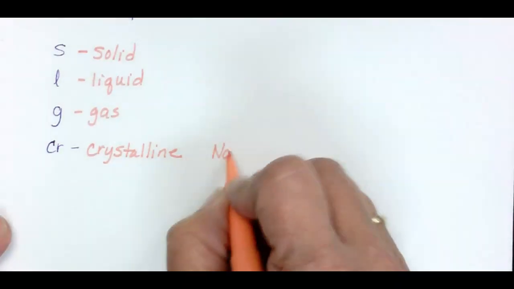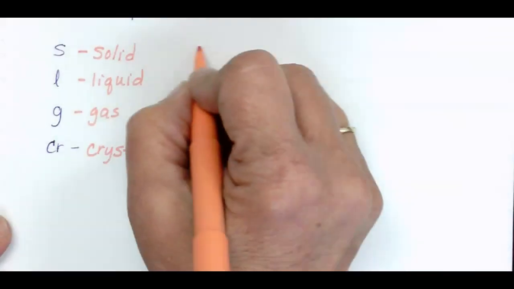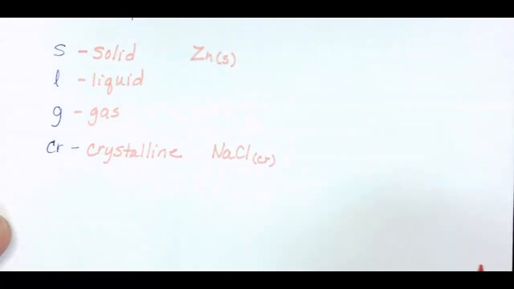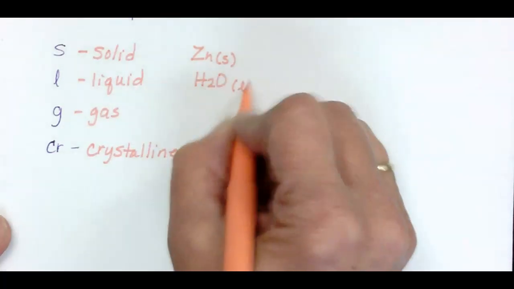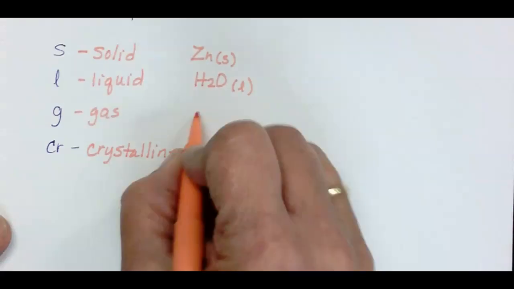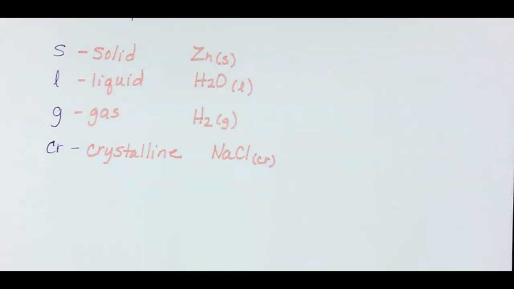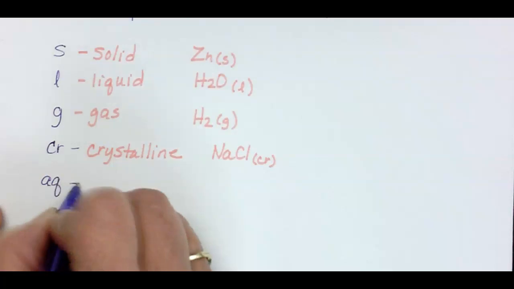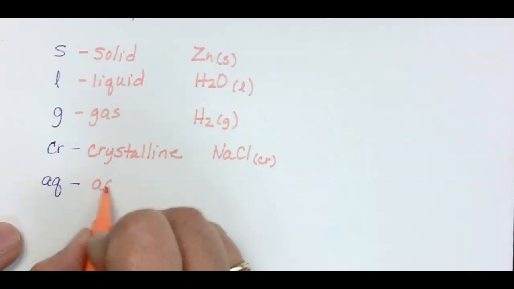So we might have NaCl, and then it might say Cr to the side. Okay, so a solid might be like zinc, a piece of metal, and it might say solid. Okay, we might need to add water, in which it is a liquid. Okay, we might have hydrogen gas, of course, a gas. So those are three that we use. The other one that we see a lot is AQ. And what AQ means is aqueous.